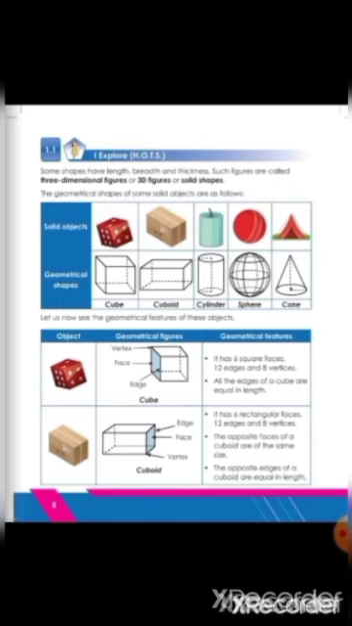Come to the next one, cuboid. It has 6 rectangular faces, 12 edges and 8 vertices. The opposite faces of a cuboid are the same size. The opposite edges of the cuboid are equal in length.